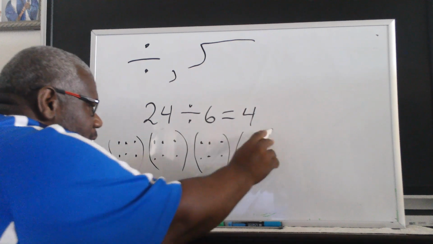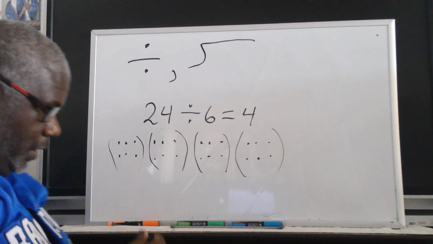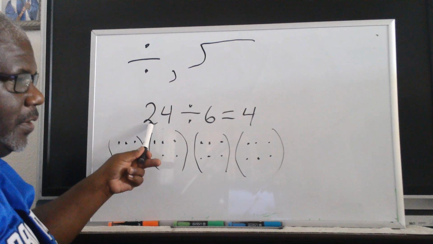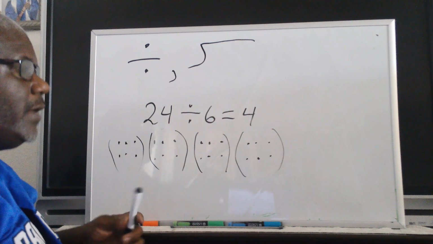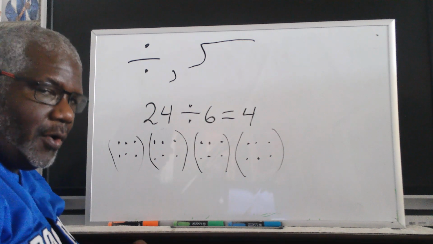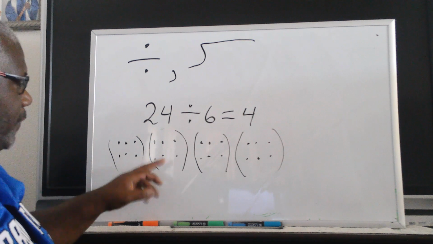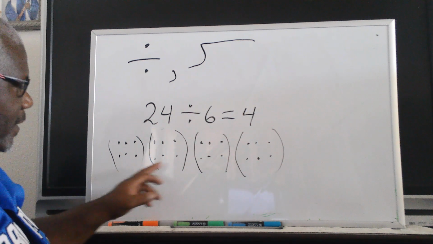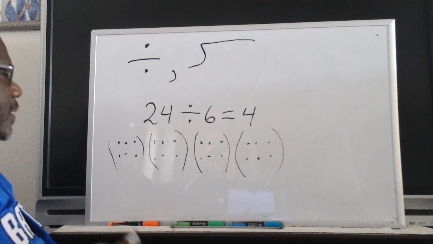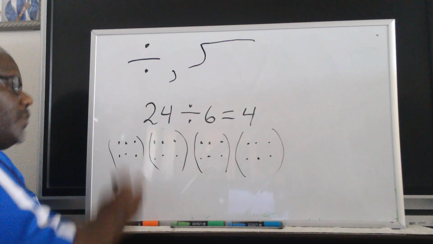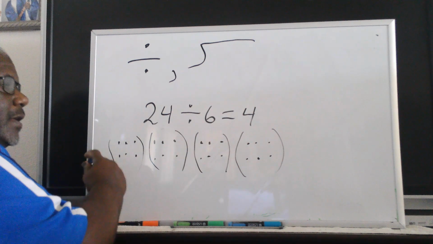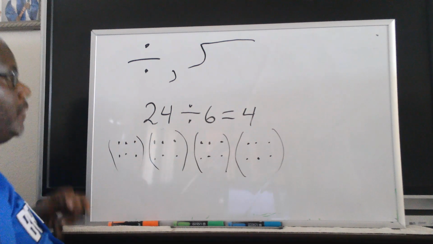You have now still 24. What you're doing when you divide is you take a big number and you want to break it down into an even number of smaller groups. You have 4 groups of 6 here, right? Yeah, that's right. 24 divided by 6 is 1, 2, 3, 4 groups. 24 divided by 6 is 4.